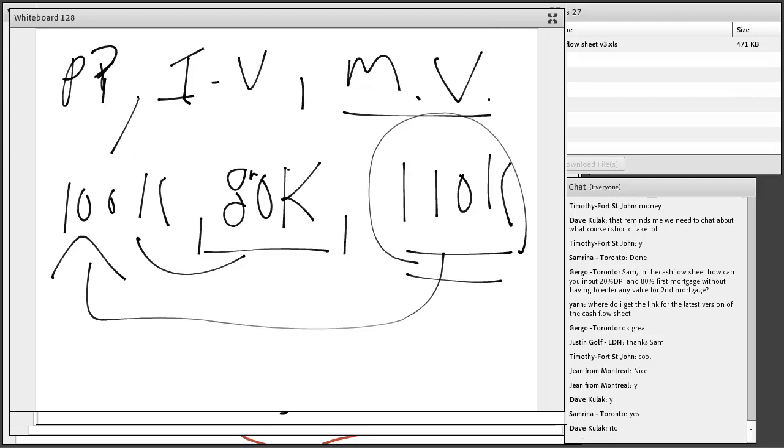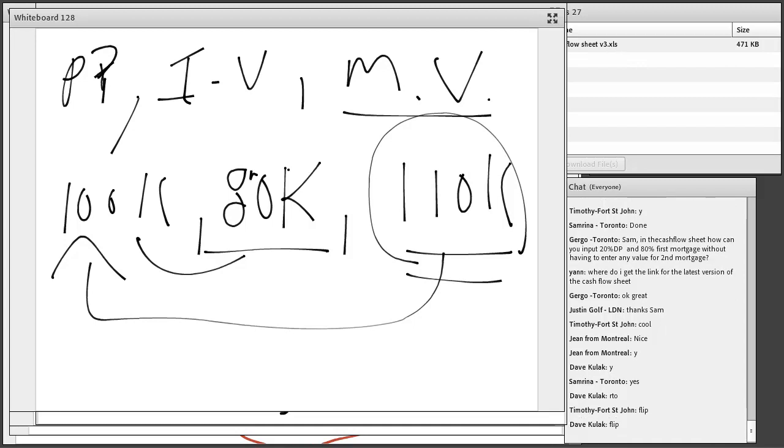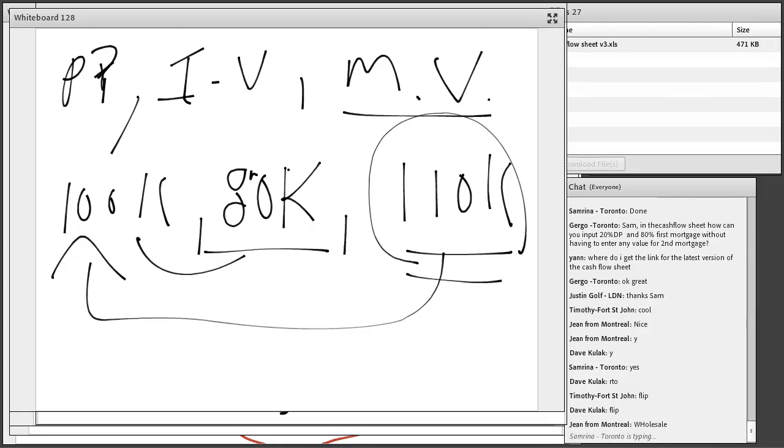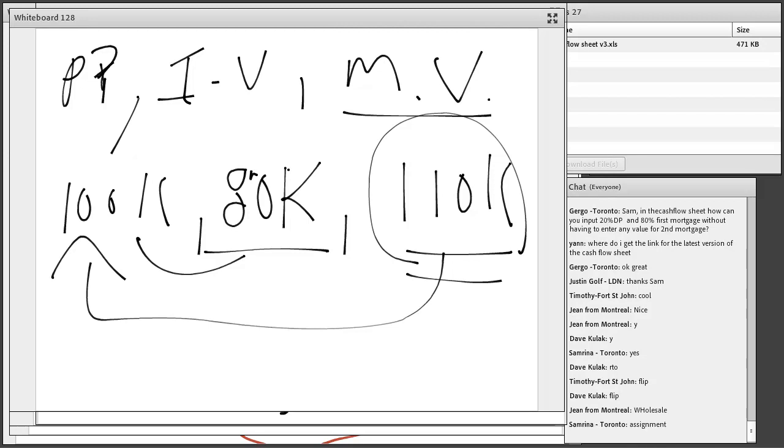Maybe it's not a buy and hold, but it could be a what? Rent to own. Excellent. What else? Flip. Excellent. Absolutely. Flip. Could also be a what? Wholesale. Excellent, John. That's absolutely right. Assignment. Yeah. So I want the sheet to do more first in the way of the opportunities.